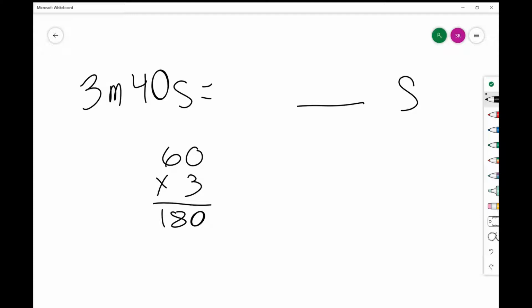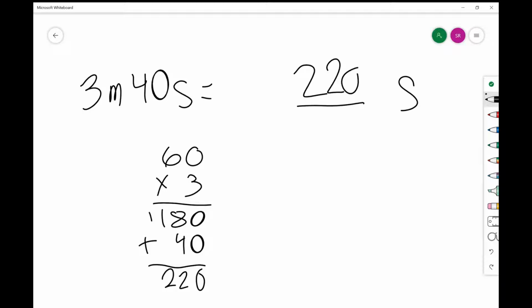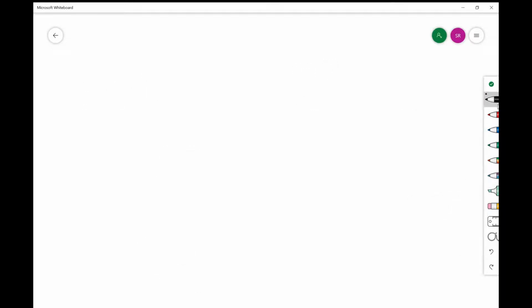Then what you're going to do is add the 40 because we want to know how many seconds there are altogether. So when we do that, 0 plus 0 is 0, 8 plus 4 is 12, carry the 1, and then 1 plus 1 is 2. So we know that there are 220 seconds in 3 minutes and 40 seconds, which I think is pretty easy for us to figure out. So then once we have that, we're going to do the same thing with a bunch of other problems.